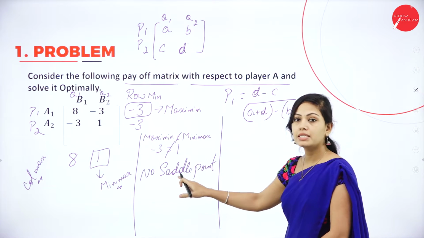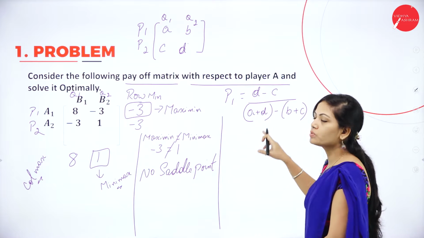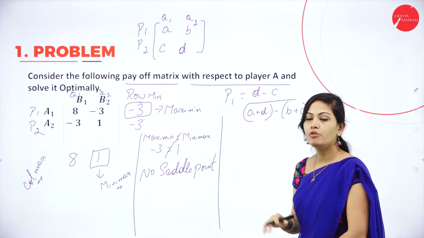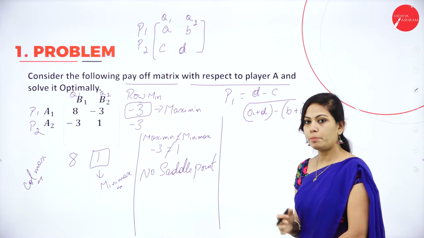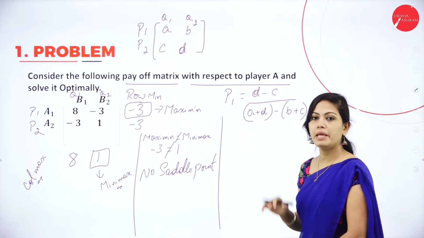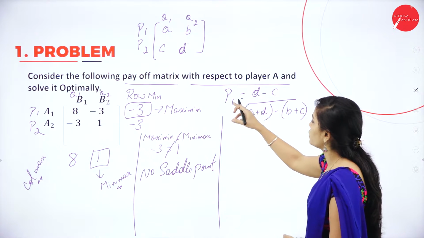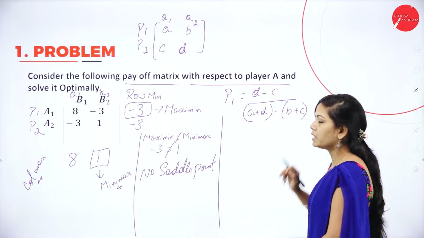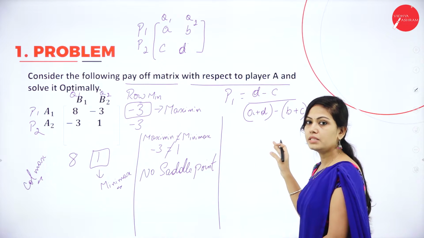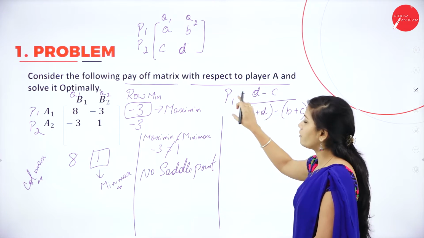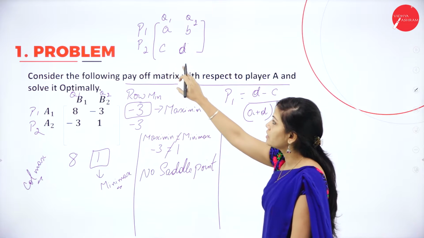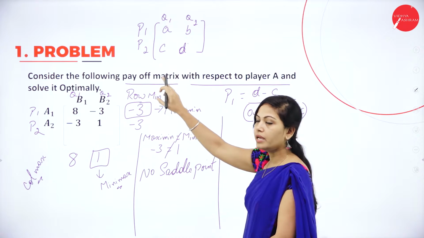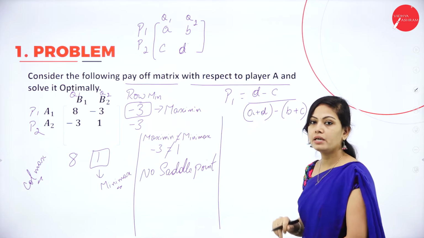If you do not get a saddle point, you have to use this formula for finding the value of the game and the optimal strategy for player A and player B. So, what is the formula? P1 equals (D minus C) divided by (A plus D minus B plus C). Now by applying this formula, we can find the value of P1. P1 means player A and Q1 means player B.